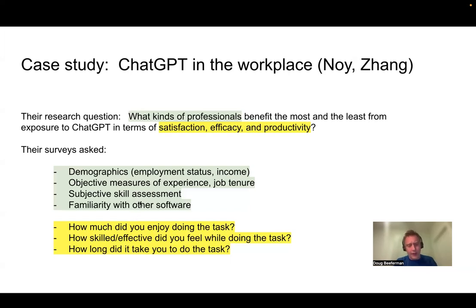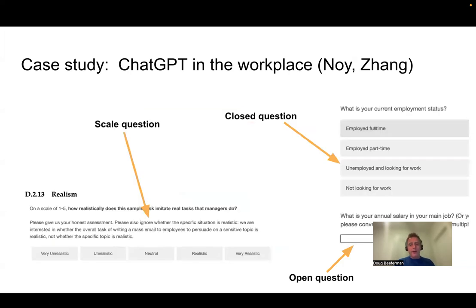And then after the ChatGPT people had used ChatGPT to do their work, and after the non-ChatGPT people had just gone about and done their work the normal way, both groups of people were then asked these yellow questions, like how much did you enjoy doing the task, how effective did you feel while you were doing it, and how long did it take you? So broadly speaking, the kinds of questions you see on surveys can be open-ended questions or closed-ended questions.